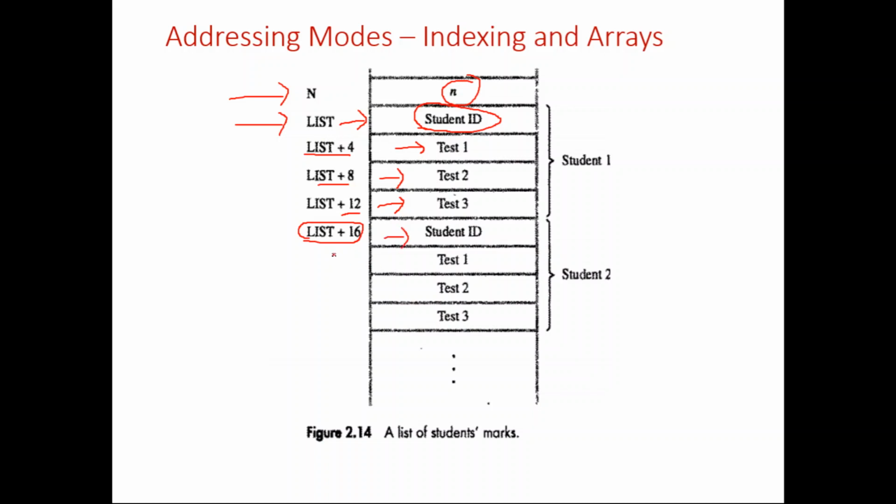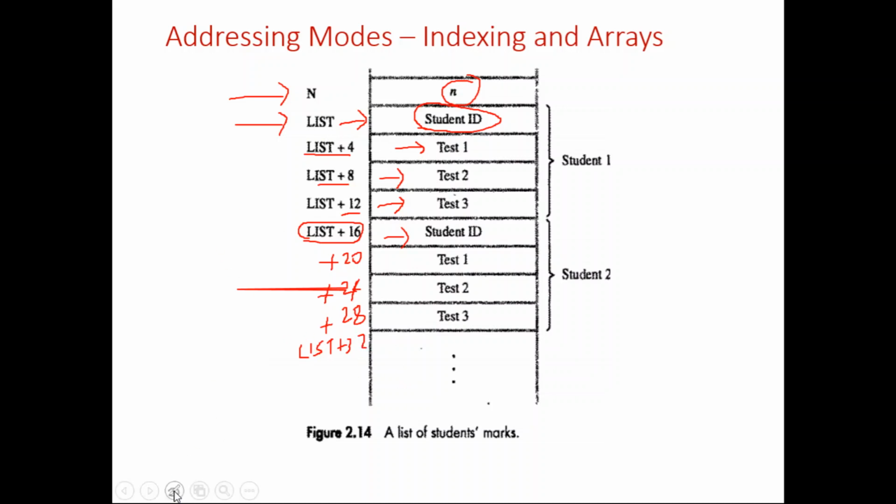So what will be this? This will be list plus 20. The test 1 marks of the second student will be at list plus 20. What will be this? List plus 24 will hold the test 2 marks of the second student, and list plus 28 will hold the test 3 marks of the second student, and so on. The student ID of the third student will be in the address list plus 32. It continues like that.